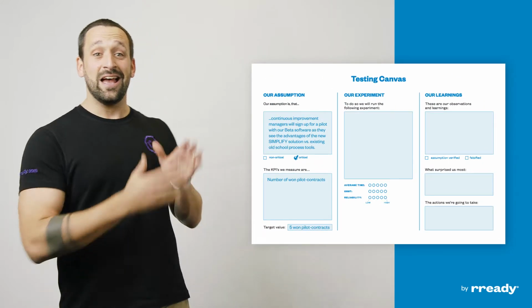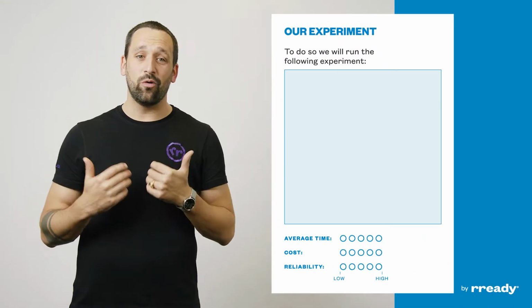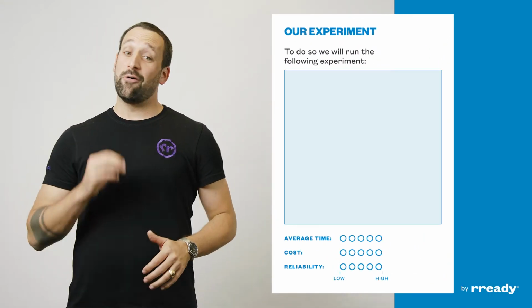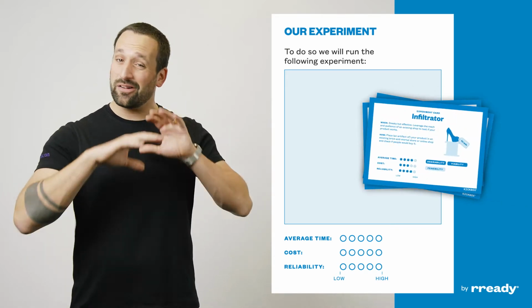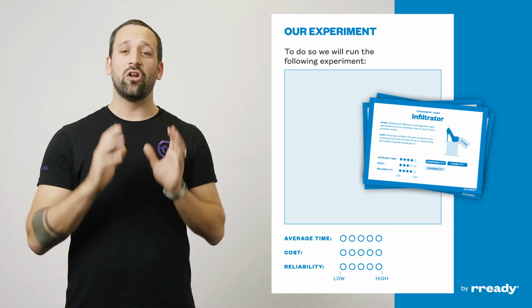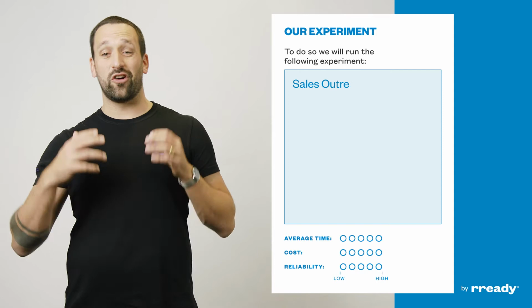After defining our assumption and success KPI, we move on to the middle part of the testing canvas. Here we look at which experiment we want to run to test our assumption. I recommend you to use the experiment cards for that. Get inspired by a selection of hands-on experiments and learn how to use them. In this case, we decided to go for a sales outreach.